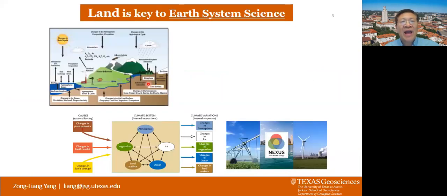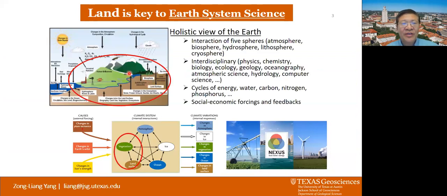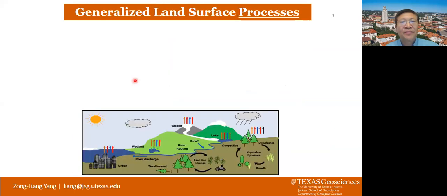We all know that land is key to Earth system science. You can see here on Earth, out of 5 interacting spheres: atmosphere, biosphere, hydrosphere, lithosphere, and cryosphere, land is at center stage because we humans live on land. And all these extreme events, fire, flooding, droughts, occur on land. So land is critical to our well-being.